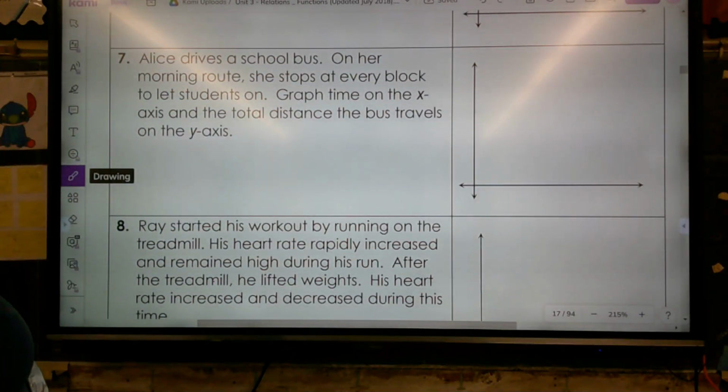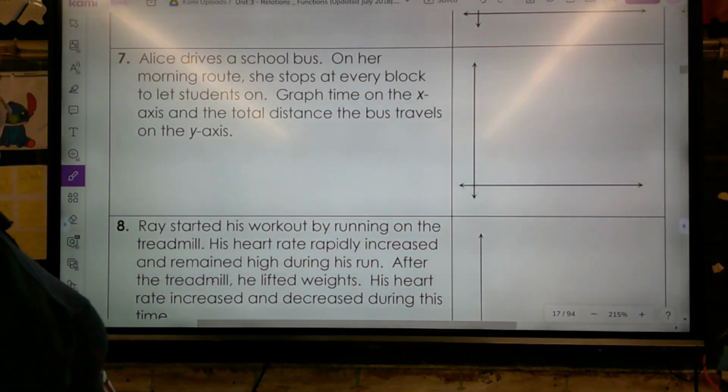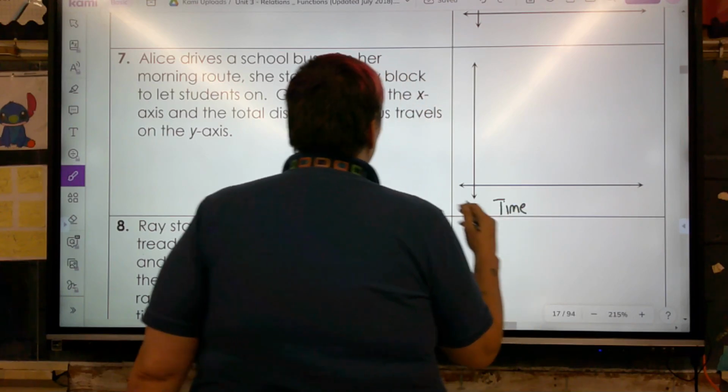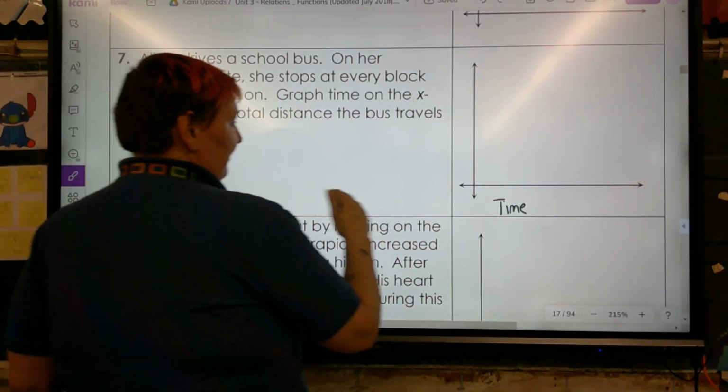Alice drives the school bus. That's nice. On her morning route, she stops at every block to let students on. Graph time on the x-axis. Again, we're doing time. And we're talking about stopping every block.